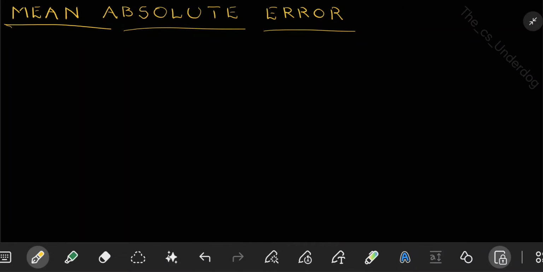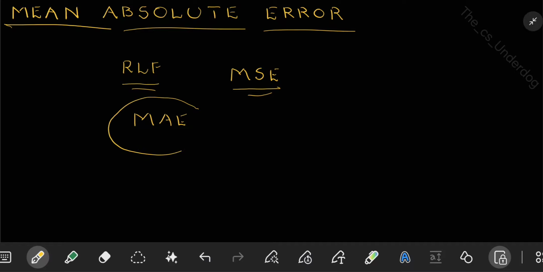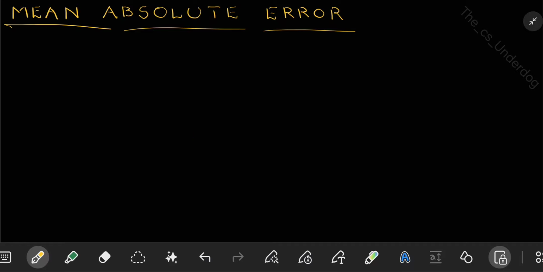Mean absolute error. The next regression loss function that we are going to learn is mean absolute error. We already learned about mean squared error, which is the first regression loss function that we looked into. The next one is mean absolute error. Let us first see what exactly is mean absolute error. Well, let us see how to write the equation first.